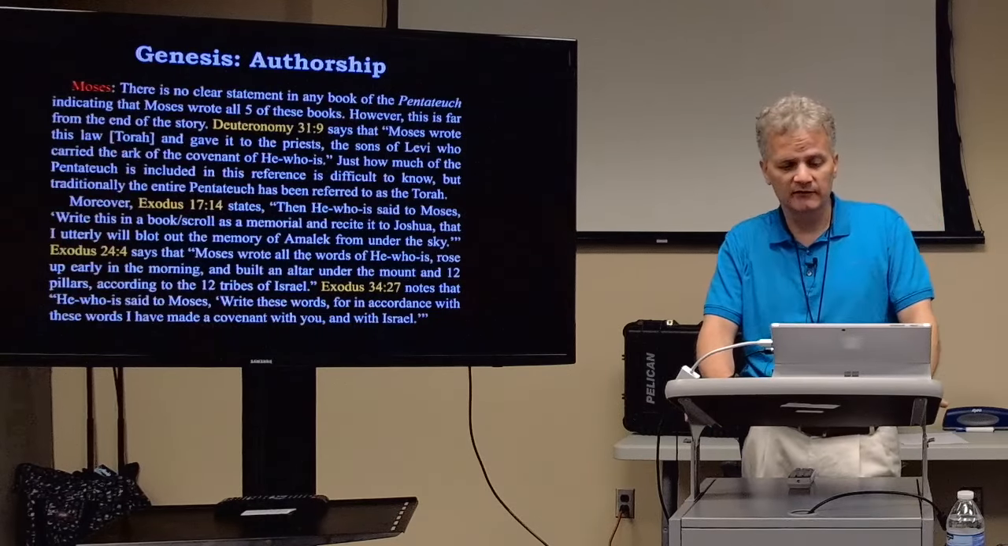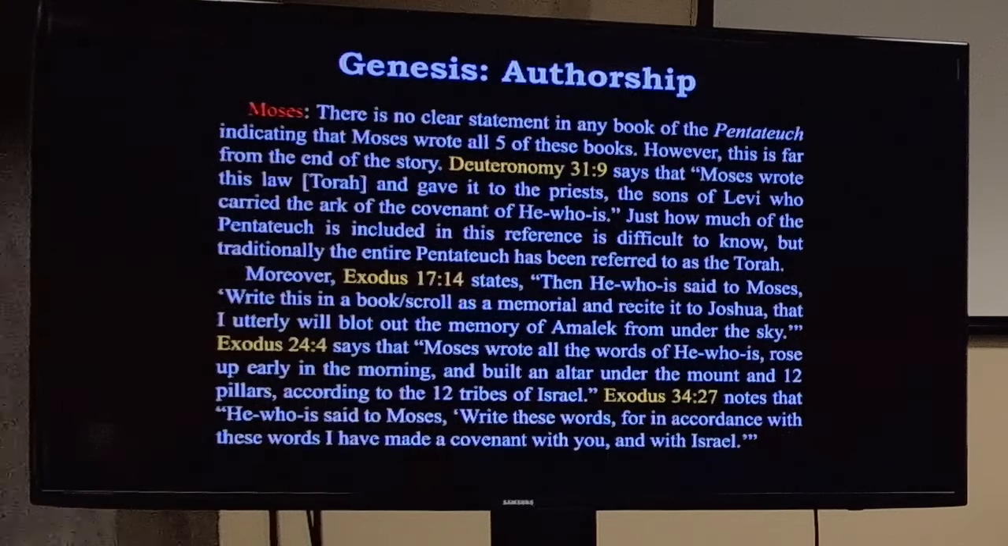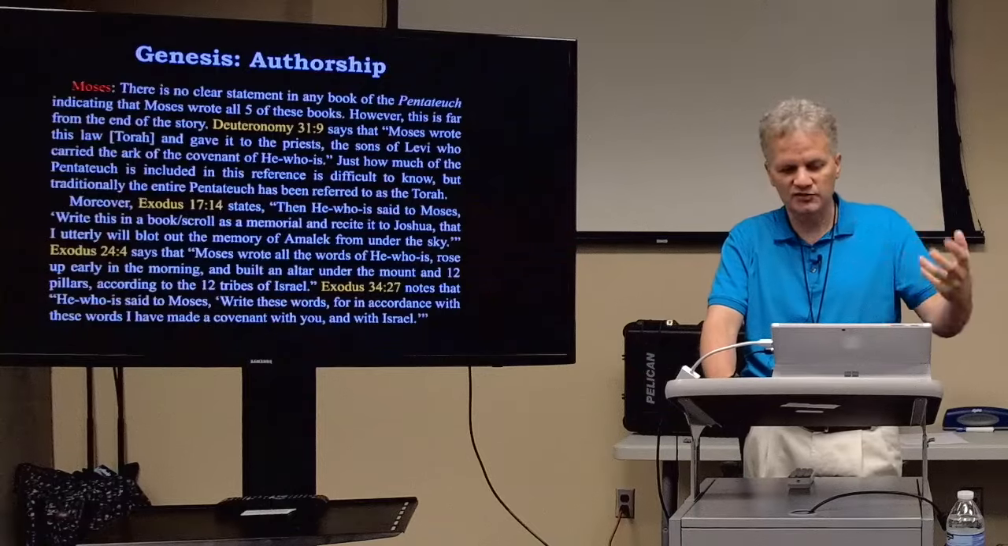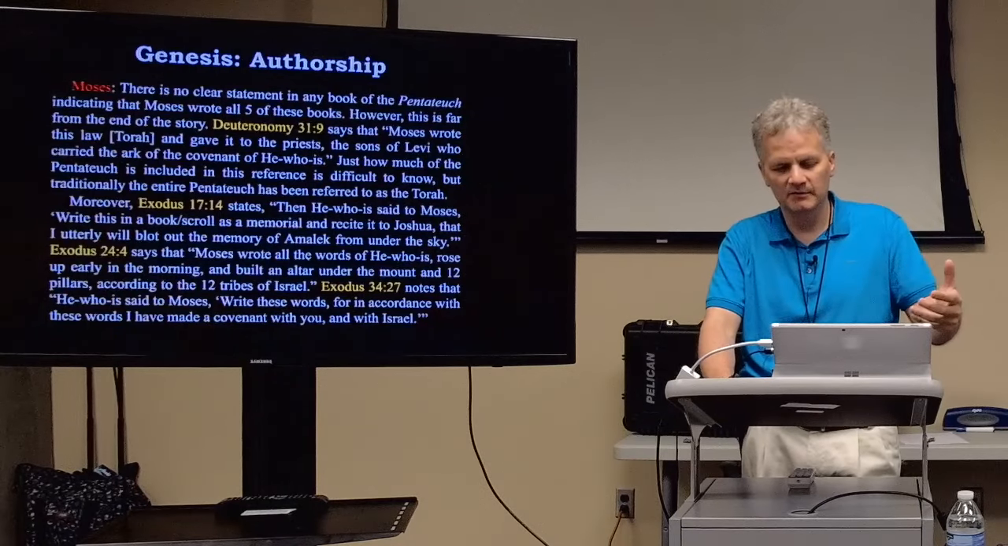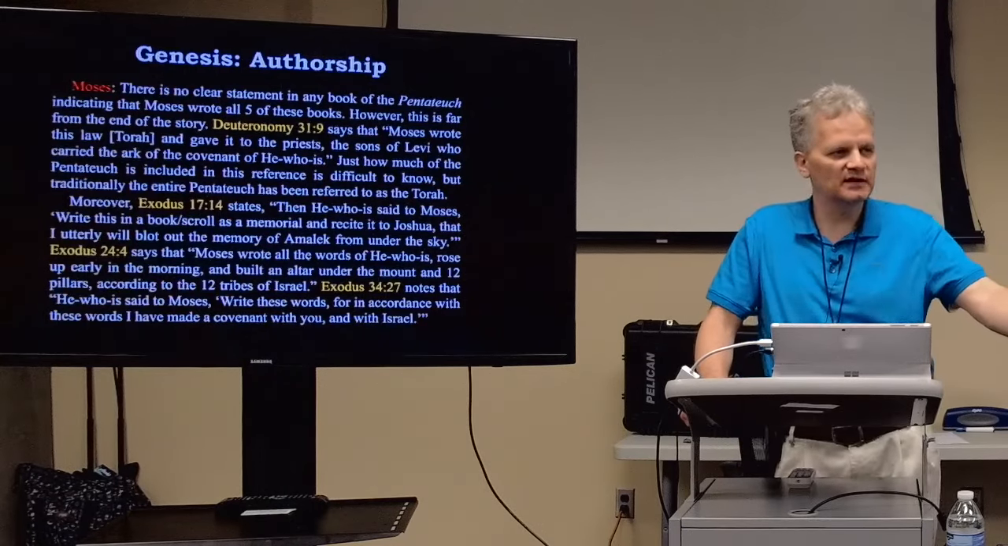Also in Exodus 17:14 it states, "Then the Lord said to Moses, write this in a book," or a scroll, if you will, "as a memorial, and recite it to Joshua, that I utterly will blot out the memory of Amalek from under the sky." So in this statement, you can see that God is speaking to Moses and telling him to write down all of these things on a scroll.